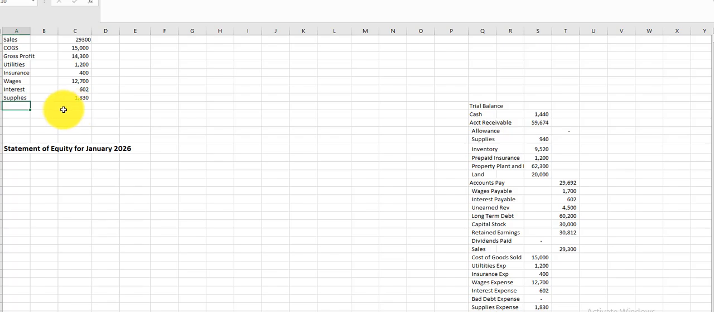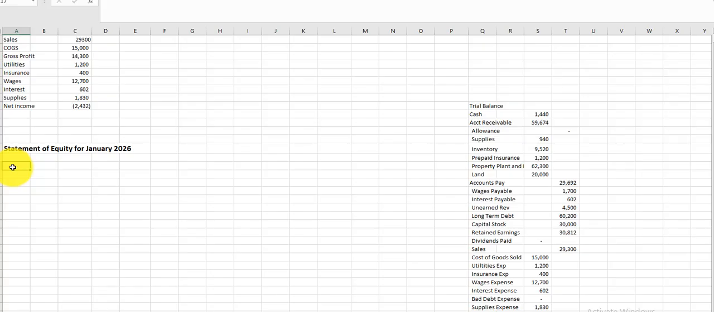And then we have our net income. You could total your expenses before you calculate net income, or you can just take the gross profit and subtract your expenses. However you want to do that, whichever is easier, makes the most sense for you. And our net income is negative 2,432. Okay. All right. We have more expenses than we have revenue.